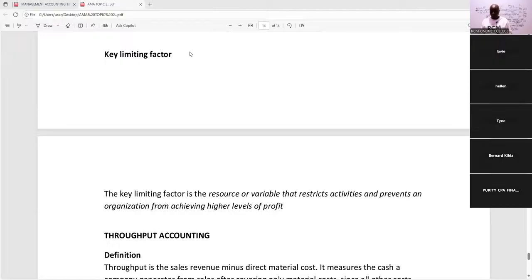So you can see a key limiting factor. This is a factor that limits you, a factor that prevents you from hitting your best levels. The key limiting factor is the resource or variable that restricts activities and prevents an organization from achieving higher levels of profit.